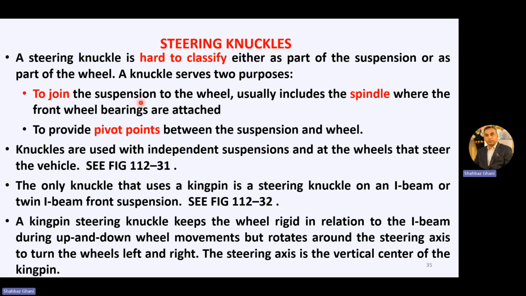First, to join the suspension to the wheel; this usually includes the spindle where the front wheel bearings are attached. So the steering knuckle has a spindle on which the wheel is attached. Second, to provide pivot points between the suspension and the wheel. So it joins the suspension to the wheel and provides pivot points between them.